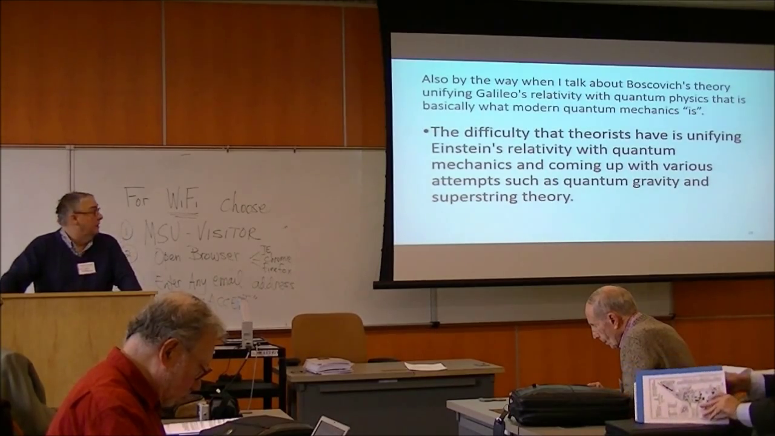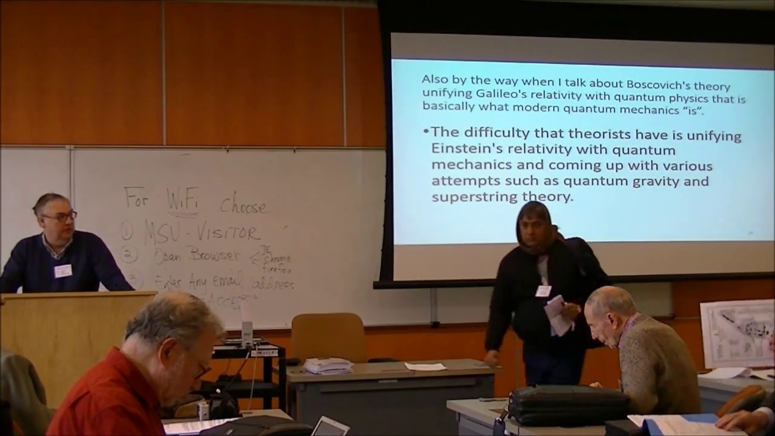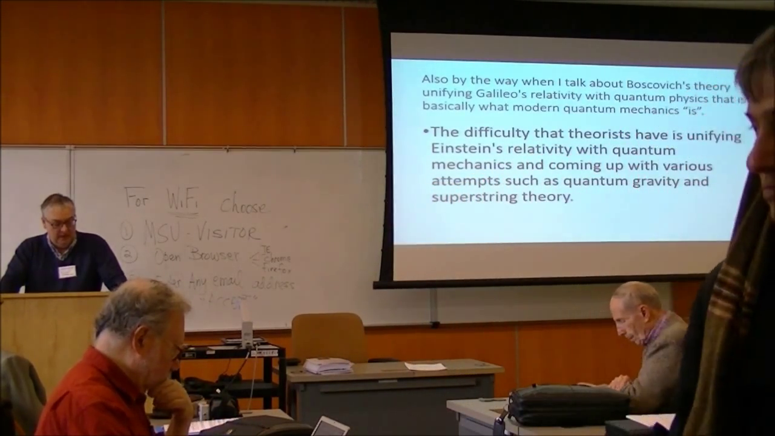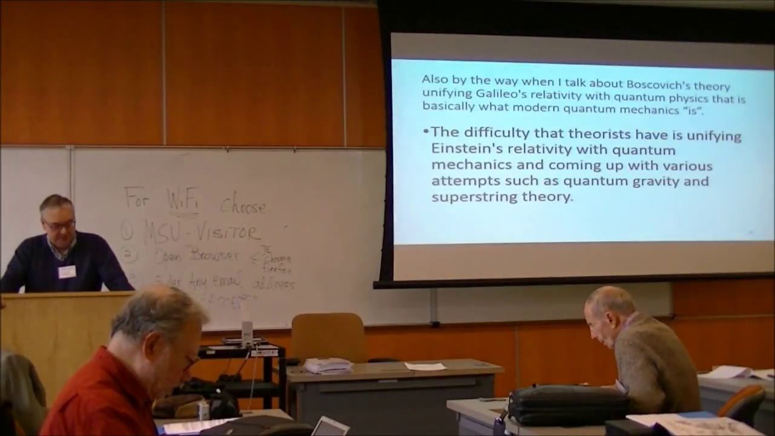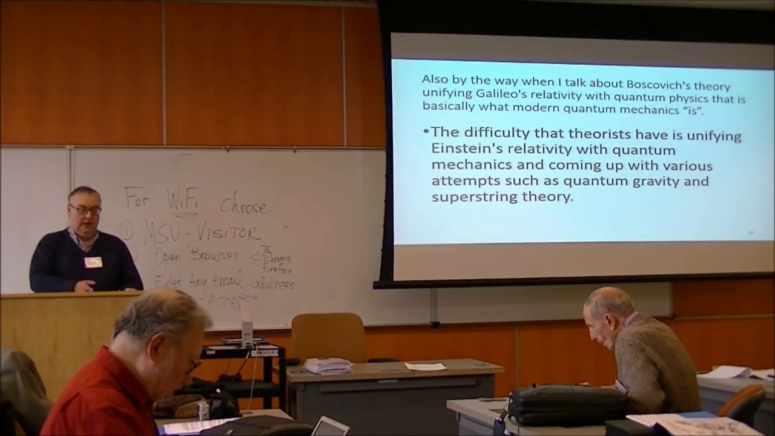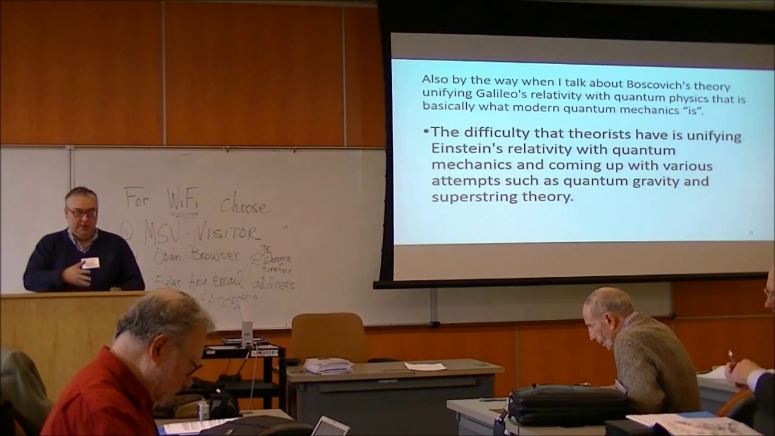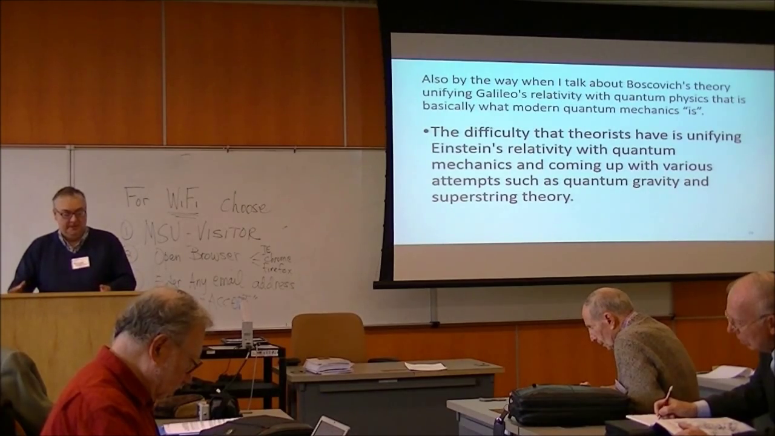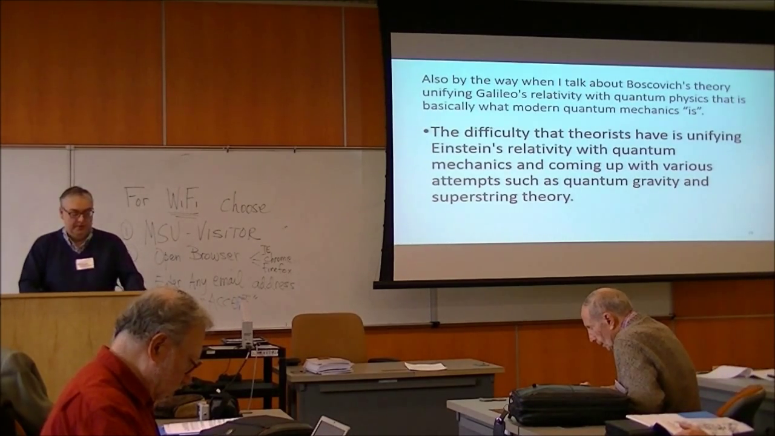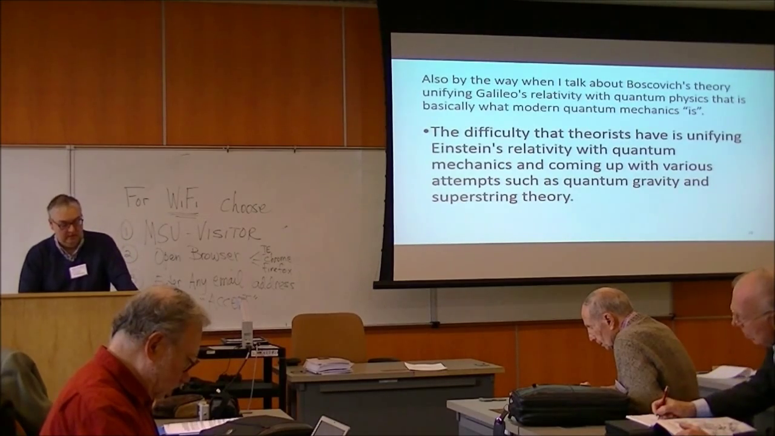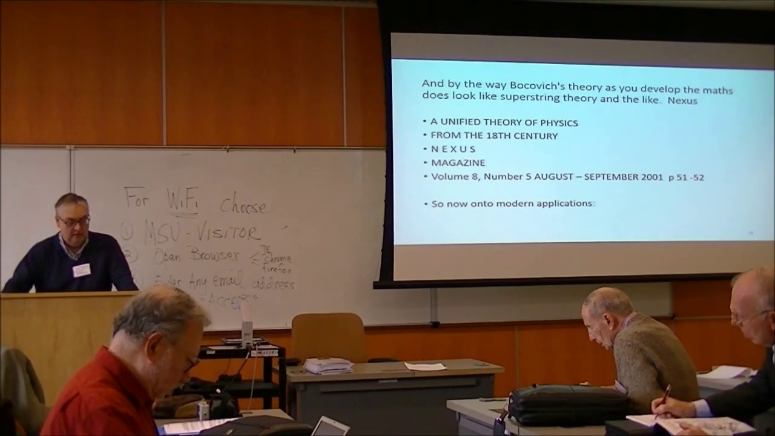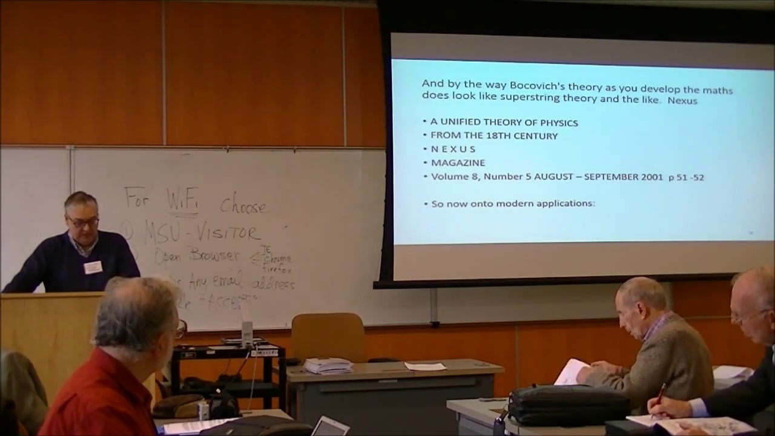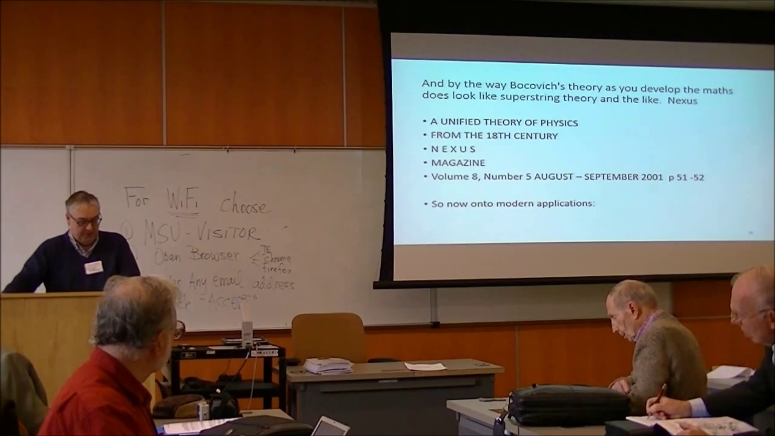And also, by the way, when I talk about Boscovich's theory unifying Galileo's relativity with quantum physics, that is basically what modern quantum mechanics is anyway. It's looking at an extension of Newtonian physics and not taking into account Einstein's relativity, and I then tried to combine Einstein's relativity. And so I published one article on it in 2001 in an alternative journal called Nexus.